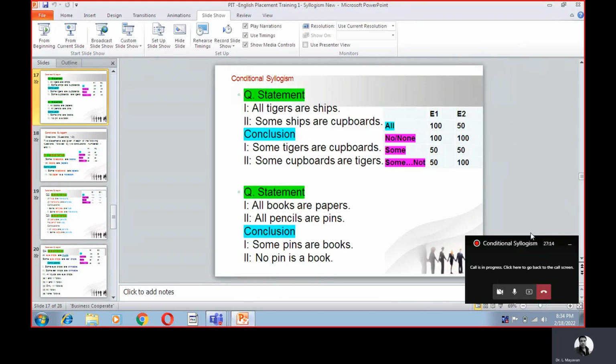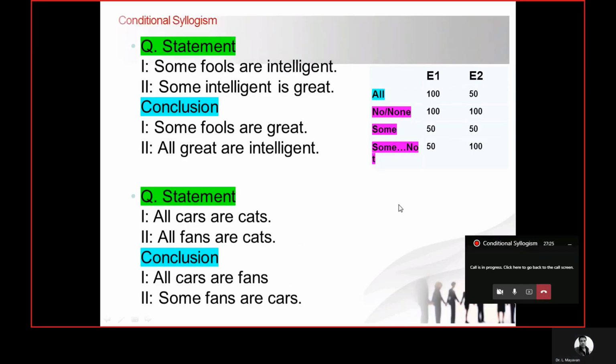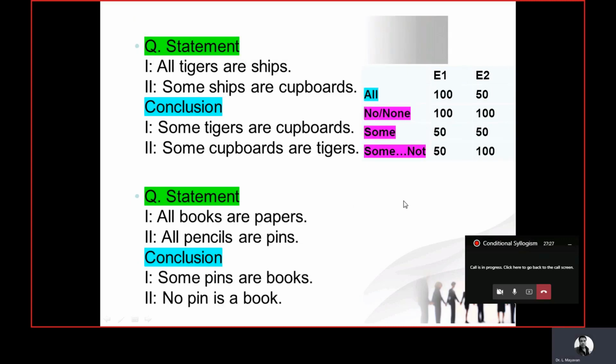Okay, let's continue. Where we are. Look at the statements. All tigers are ships. Some ships are cupboards. Conclusions: some tigers are cupboards; some cupboards are tigers. So decide which one of these conclusions should be followed, either one or two or both.